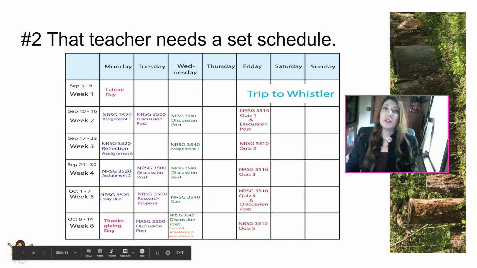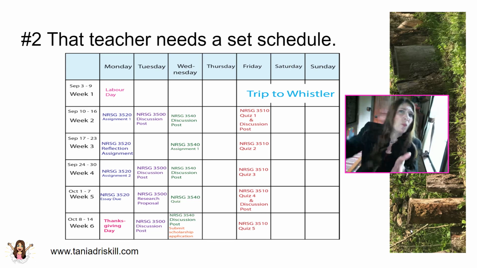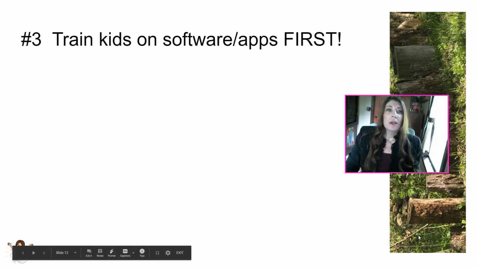Number two, that teacher needs a set schedule. Kids need to know, when can I go to my teacher for help? And this needs to be the same week after week after week. That way this pattern forms and they know when they can get their questions answered. You don't want to be changing this up based on your schedule. This needs to be a set schedule for students and parents as much as possible.